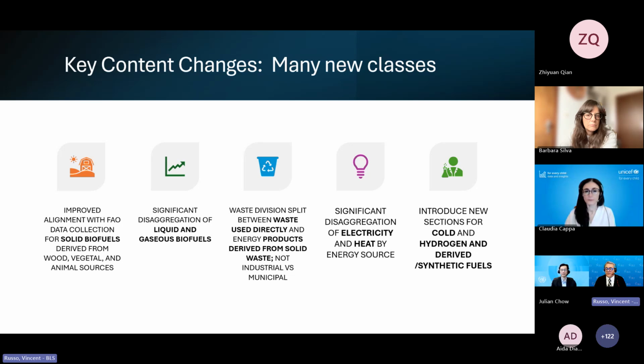We also addressed waste, and I'll show in the next slide some details there. We also have significantly disaggregated electricity and heat to focus more on the sources of energy used to produce heat and electricity. And we also introduced some new categories, new sections, one for cold and one for hydrogen and derived synthetic fuels. So I'll go into a little bit more detail on some of these highlights.